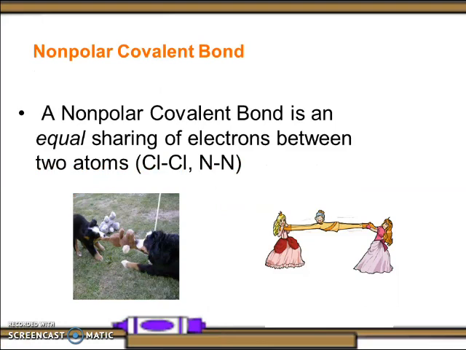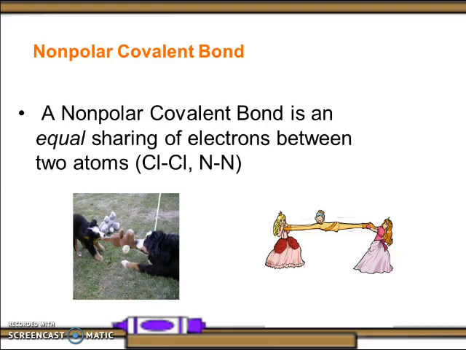Non-polar covalent bonds are a type of bond that occurs when two atoms equally share a pair of electrons with each other. These shared electrons glue two or more atoms together to form a molecule. The electronegativity difference between nonmetals should be 0 to 0.4 for a non-polar covalent bond to happen.